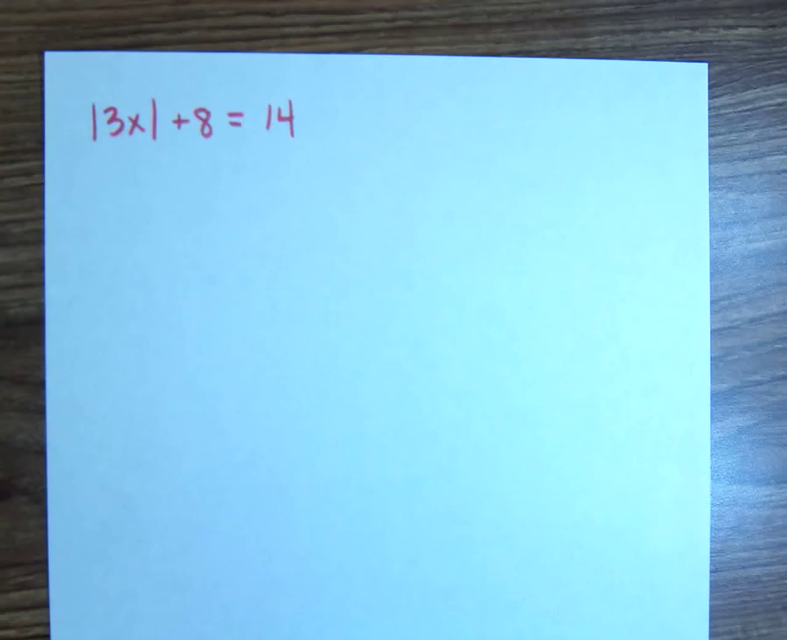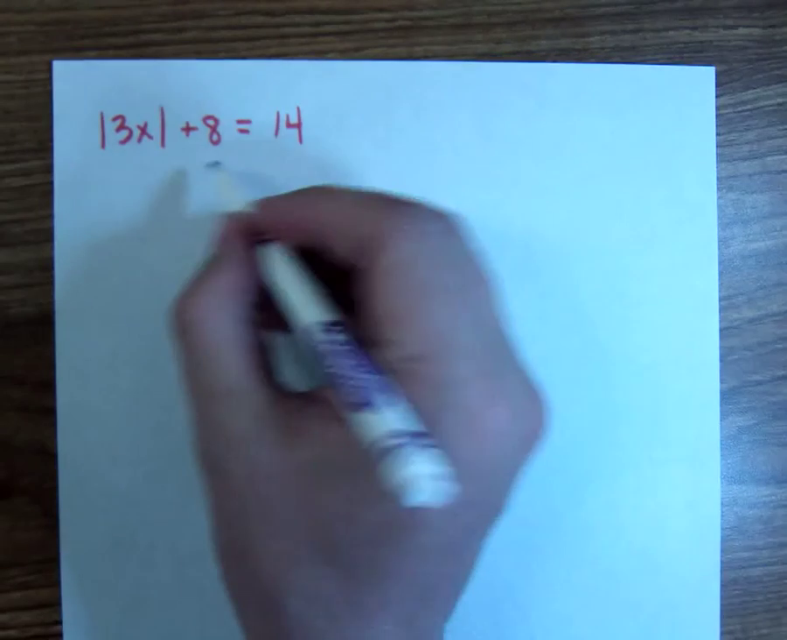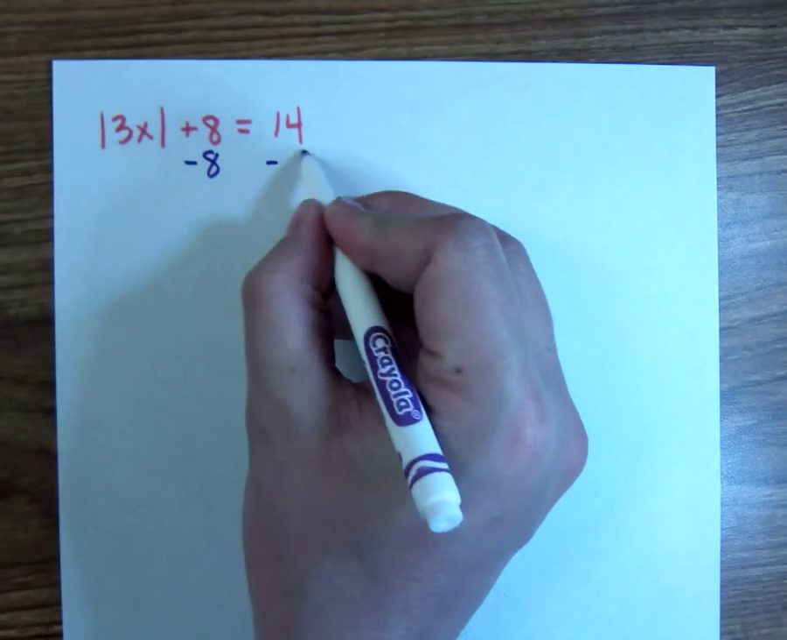That's a little difficult to see just by looking at it. So one of the strategies we're going to use is when you get something like this, we're going to get the absolute value by itself first. So subtract 8 on both sides.